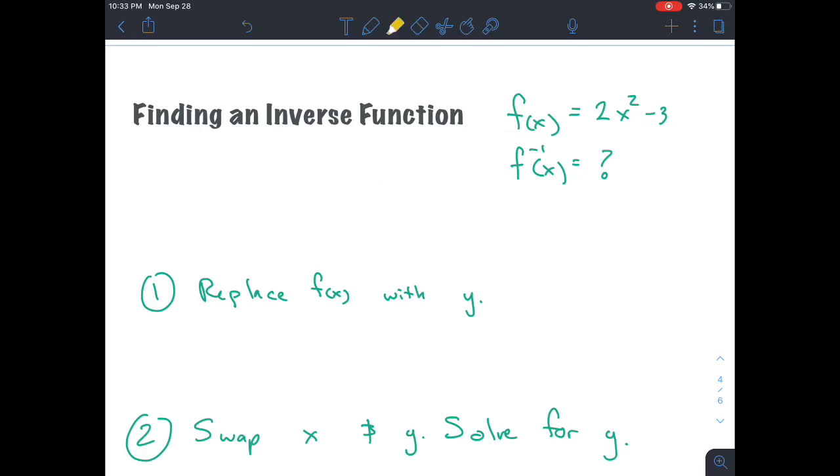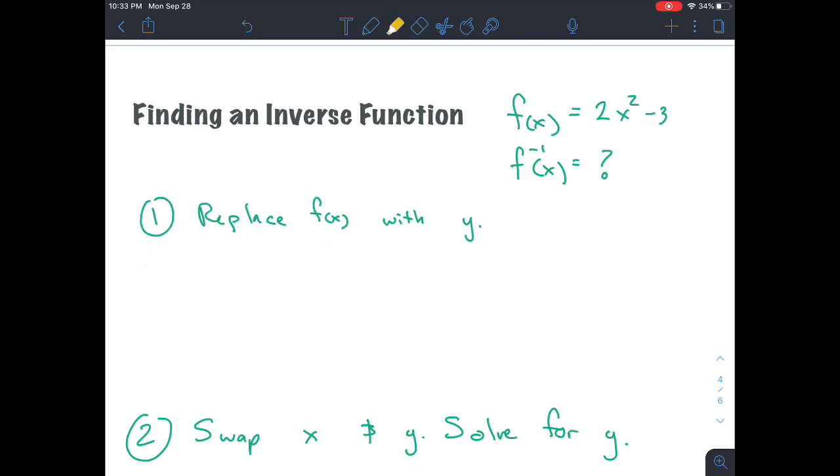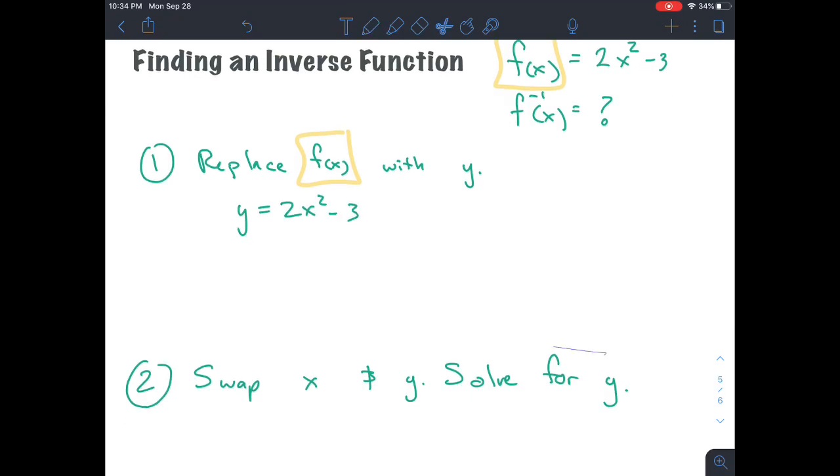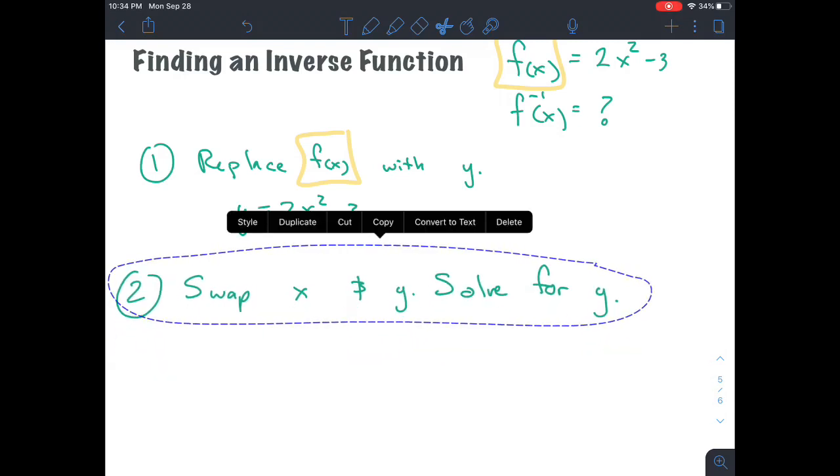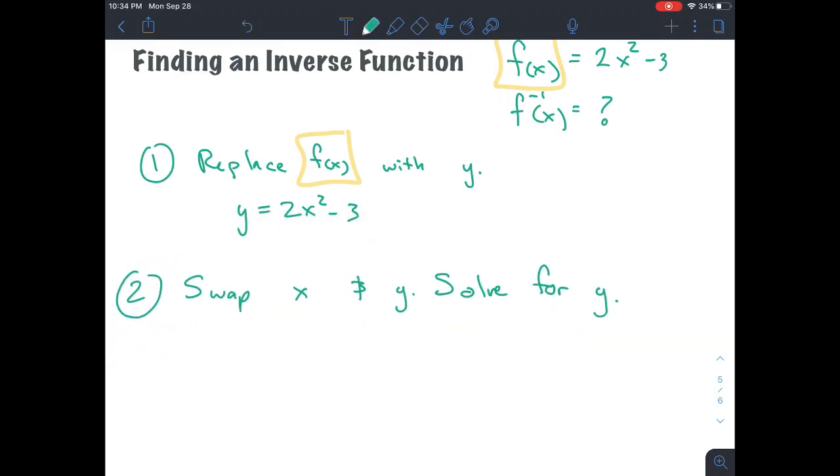Let's say you have this function f of x equals 2x squared minus 3, and you're asked to find the inverse. Step 1, replace your f of x with y. So right here, instead of writing f of x, I'm just going to write a y. So I write y equals 2x squared minus 3. Easy. Step 2, we're going to swap x and y and solve for the new y. So I'm going to put x equals 2y squared minus 3.